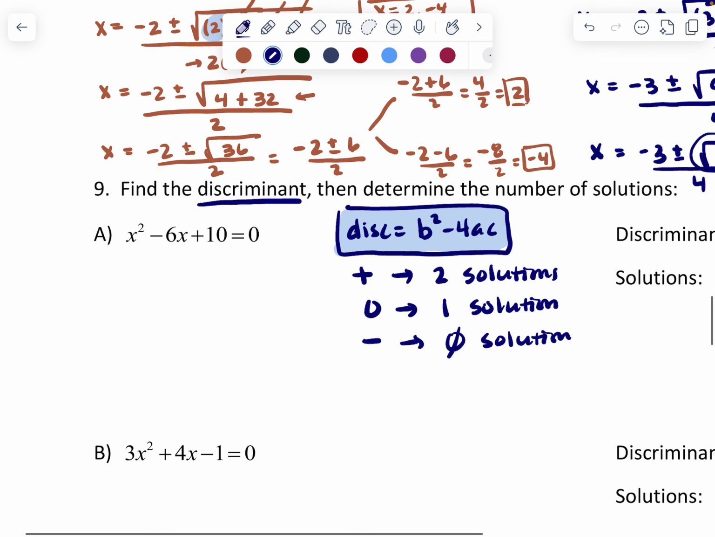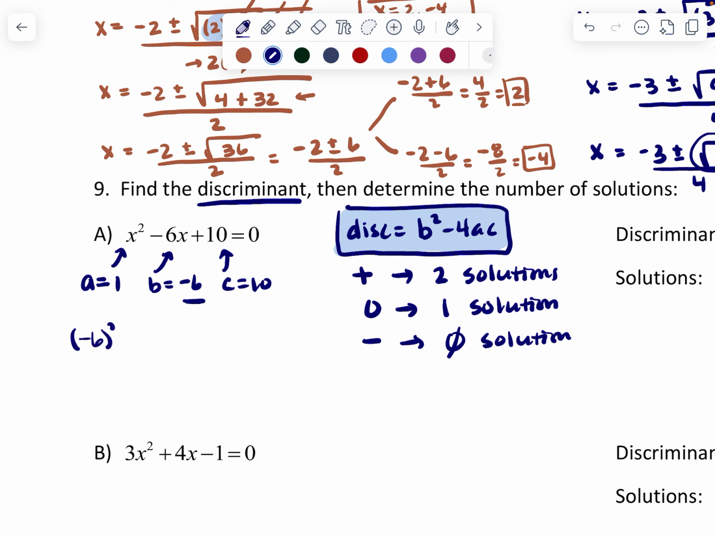So let's label our A, B's, and C's. My A is the number in front of the x squared, which is a 1. My B is the number in front of the x, which is a -6. And my C is the constant, which is a 10. So if I plug this into b squared minus 4ac, so b is negative 6, I want to do b squared, minus 4 times a times c. Okay, let's see what we get.